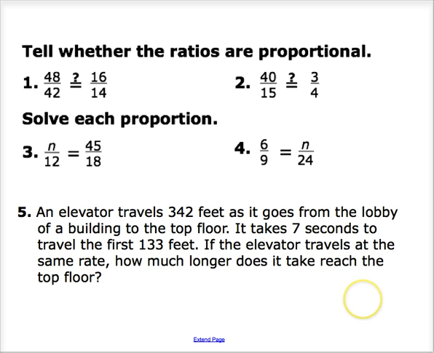So finally, in your notes, please answer these 5 questions. You can choose to copy the page, print it out, and tape it into your notebook, or you can rewrite the questions and solve them in your notes.